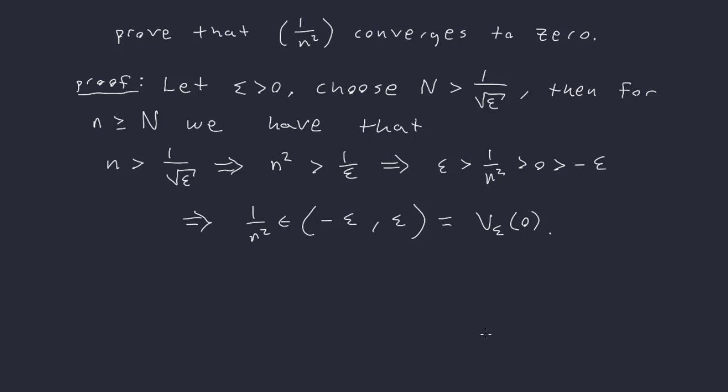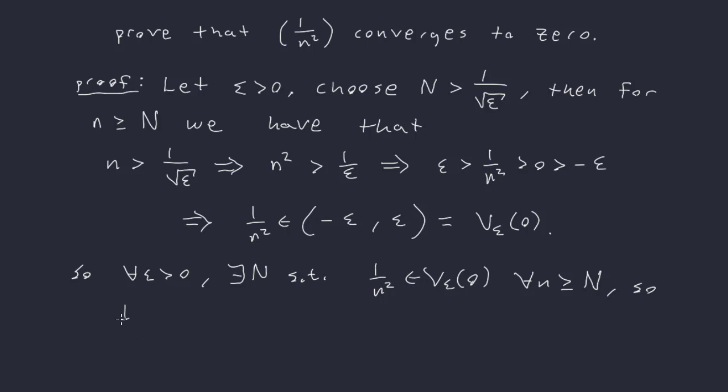And that's actually it. So for every epsilon, we found an n such that 1 over n squared is in the epsilon neighborhood. So for all epsilon greater than 0, there exists a capital N such that 1 over n squared is in the epsilon neighborhood around 0 for all n greater than or equal to this capital N. So 1 over n squared converges to 0.